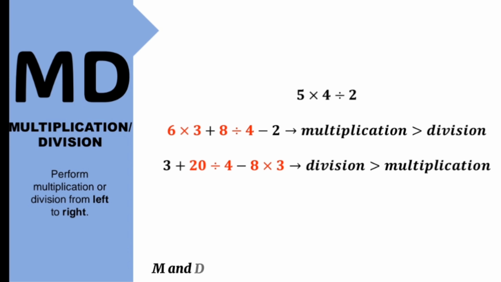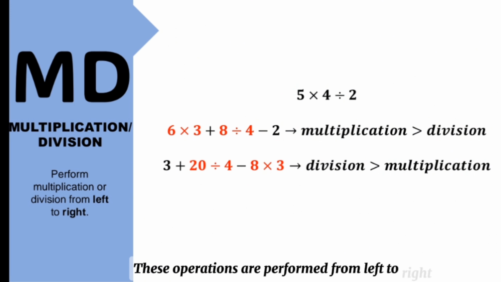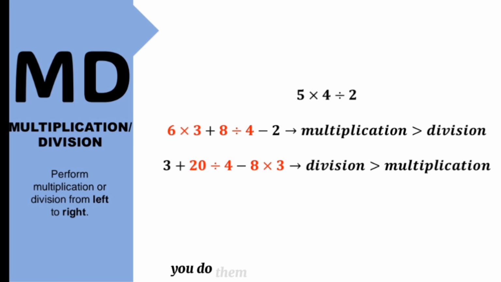M and D is for multiplication and division. These operations are performed from left to right. Multiplication and division are on the same level of priority. You do them as they appear from left to right in the expression.